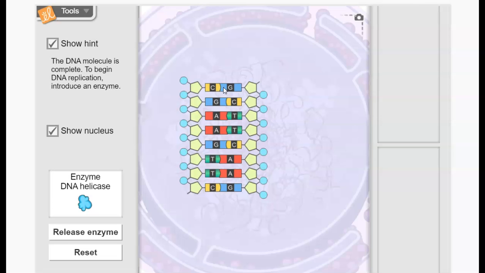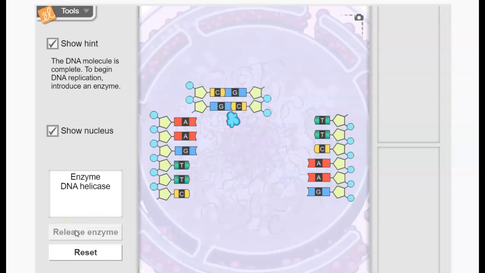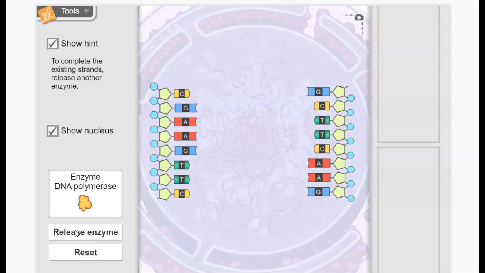So here is my DNA molecule, or a section of a DNA molecule. It is not twisted. Okay, so we're going to imagine that it was a double helix. It has now untwisted to begin DNA replication. So I'm going to release the enzyme. So DNA helicase, helicase. Some people pronounce it helicase. You can pronounce it helicase, helicase. It's okay either way. I'm going to release it, and it is going to unzip my DNA molecule. There we go. Now we need to replace the bases, right? Because we split them up.